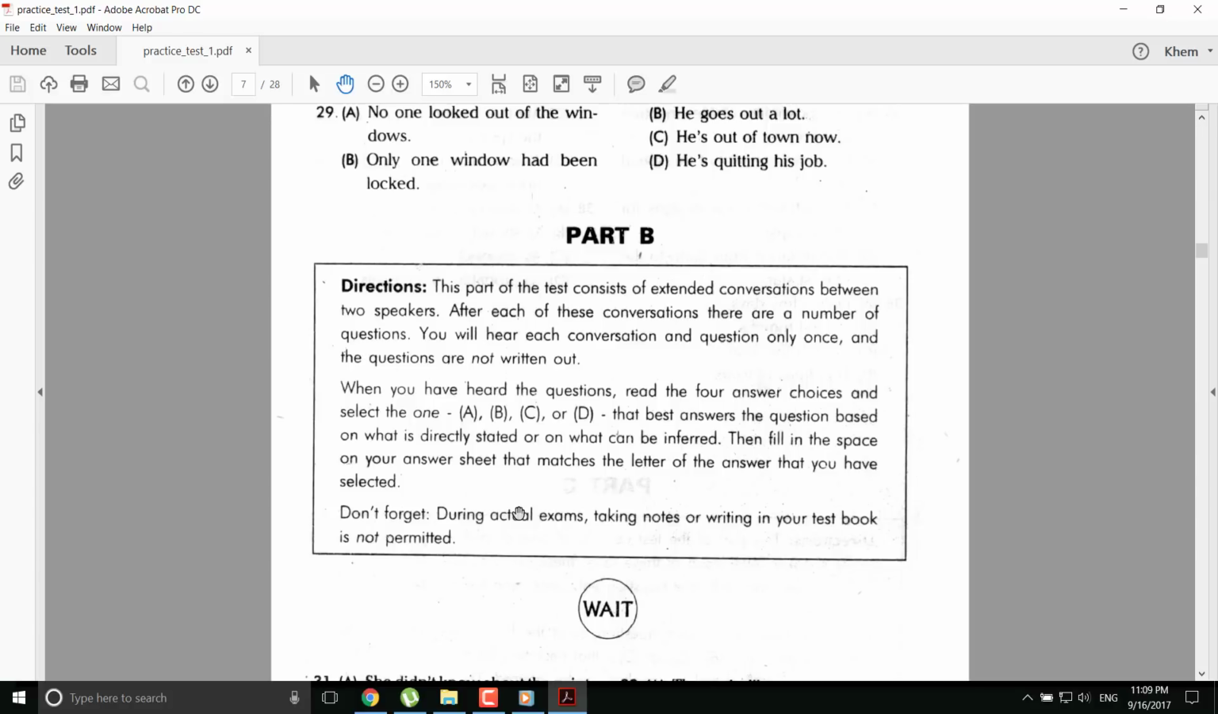When you have heard the questions, read the 4 answer choices and select the one, A, B, C, or D, that best answers the question based on what is directly stated or on what can be inferred. Then, fill in the space on your answer sheet that matches the letter of the answer that you have selected. Don't forget, during actual exams, taking notes or writing in your test book is not permitted.